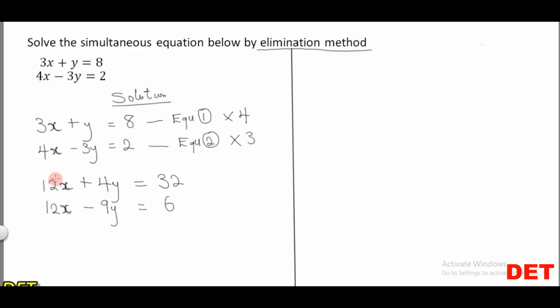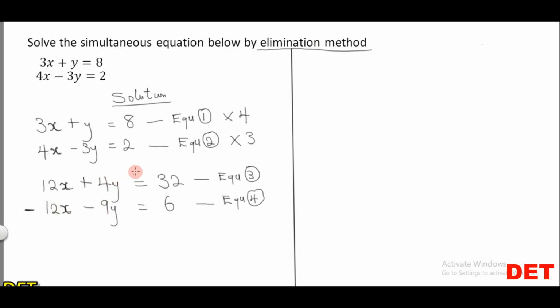Having done this, this will now be my equation 3, and this will be my equation 4. The next thing I'm going to do is to subtract equation 4 from equation 3, so I will put a minus sign here. 12x minus 12x will give me 0. So that one is out. That is why it is called elimination method. We are removing one entity.